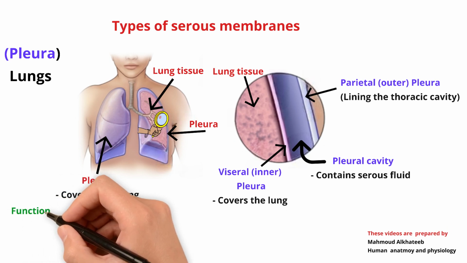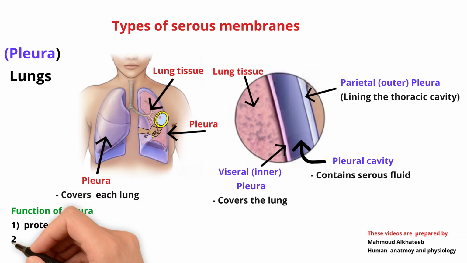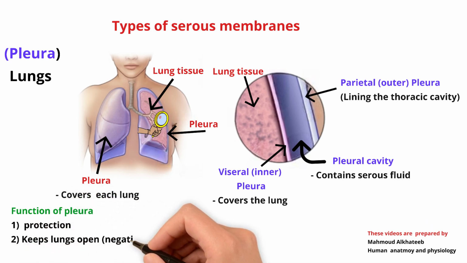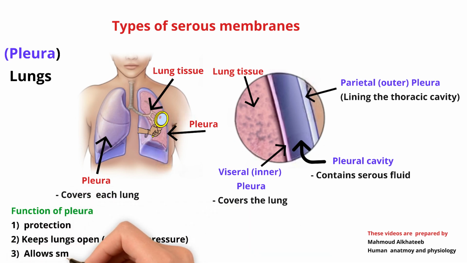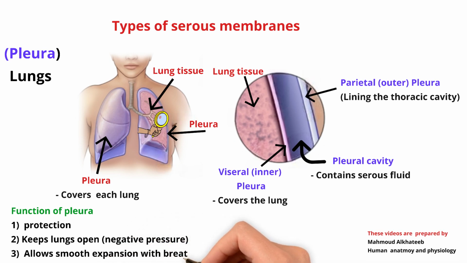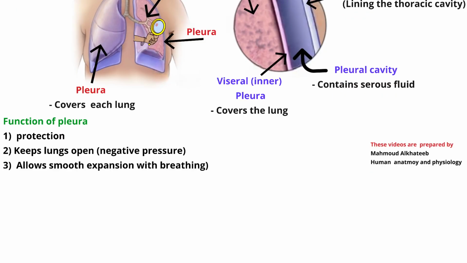The pleura has many functions, including protecting the soft tissue of the lung, maintaining a negative pressure that is required to keep the lungs open, and allowing the lung to expand and contract smoothly as you breathe.